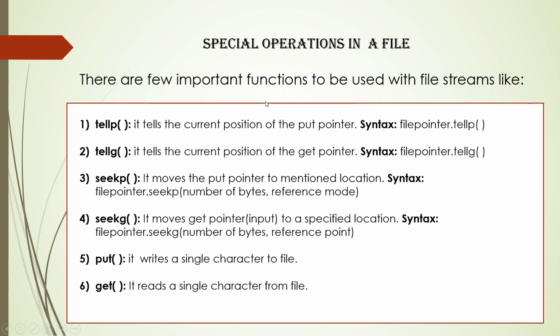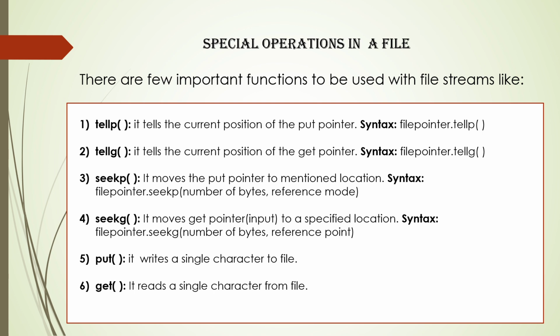So there are some more special operations in a file. As of now, just see what these are and what their meanings are for better understanding. First is the tellp function. It tells the current position of the put pointer. The syntax is file pointer dot tellp. Second is the tellg function. It tells the current position of the get pointer, and the syntax is file pointer dot tellg.